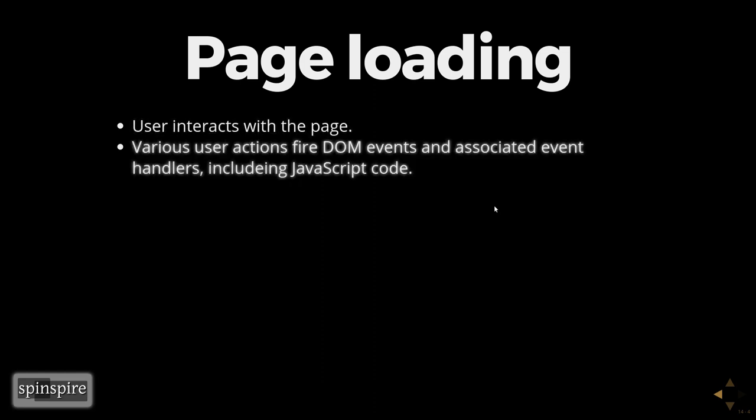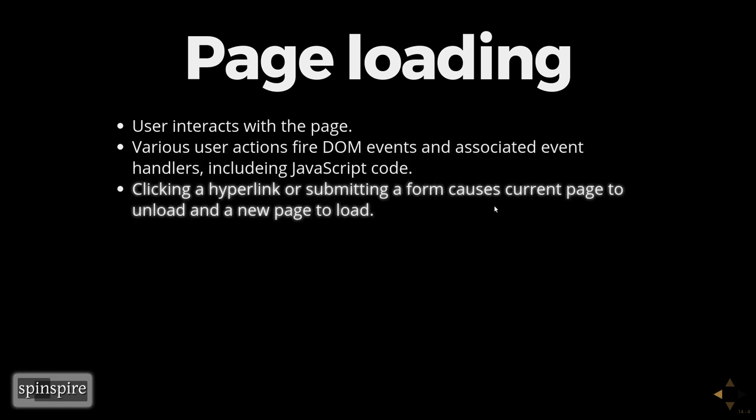And at that point the user interacts with the page, although the user can interact with the page even before the document is fully loaded, remember that, because you can start scrolling, for example. You can click on another link that showed up even though the document is still loading. But in any case, user could be interacting with the page, and these various user interactions fire DOM events, like you hover on something, you click on something. These DOM events are met with the default reactions of the browser, or there can also be JavaScript code that runs in response as event handlers. And then, for example, clicking a hyperlink or submitting a form will cause the current page to unload and a new page to load. And that means the whole cycle repeats.